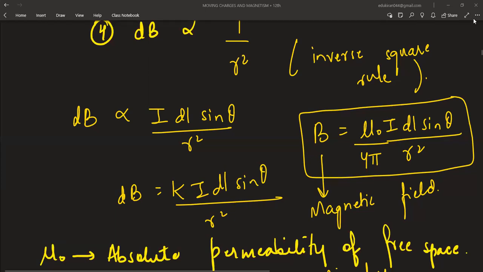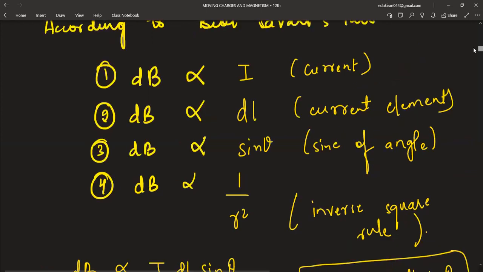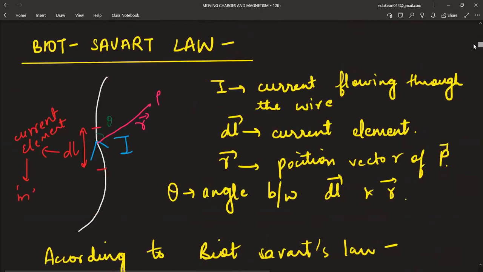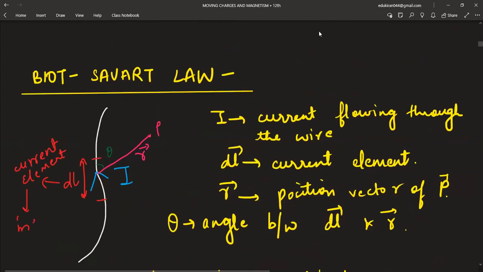Okay. Write it down from this, then I'll discuss further things. First, write down this law.